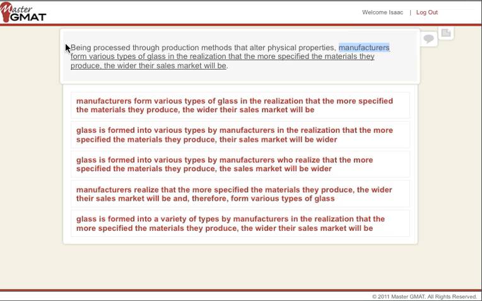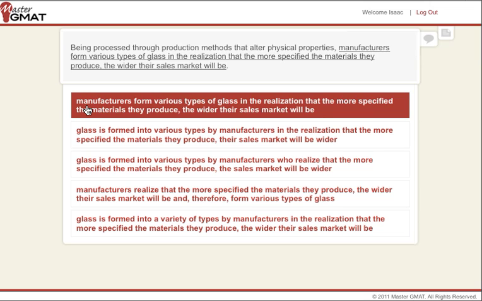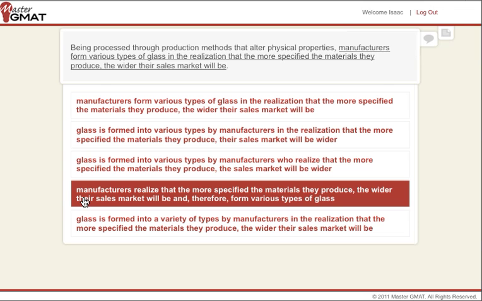Now, is it possible to say that the manufacturers are being processed through production? Does that make sense? Right away we see that it does not. Okay, that's completely illogical. How do we know this? Because, well, manufacturers can't be processed. It's something else that's being processed over here. It's actually the glass that's being processed, right? So right away we know we have a mistake, and we can get rid of anything that contains the same type of grammatical mistake. So certainly A is gone and D is gone.